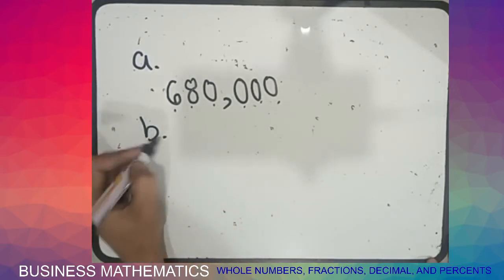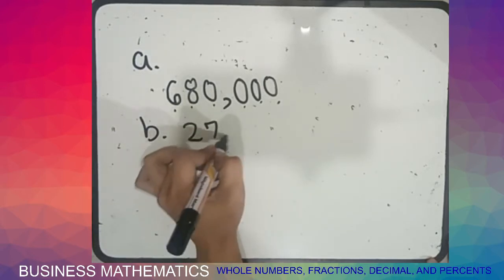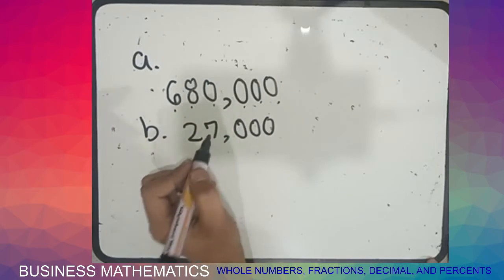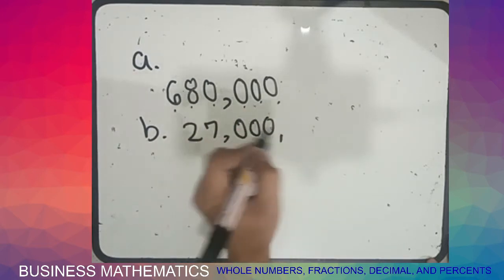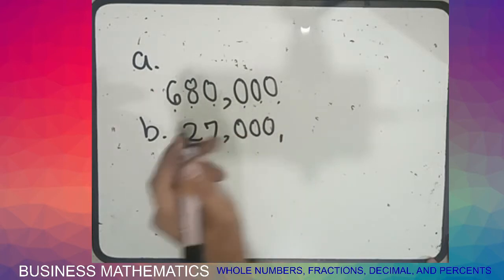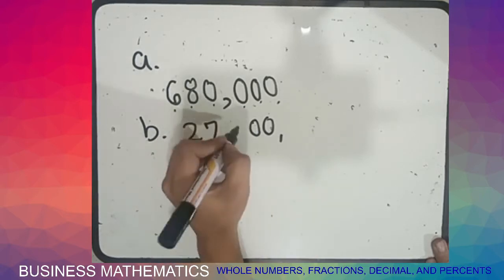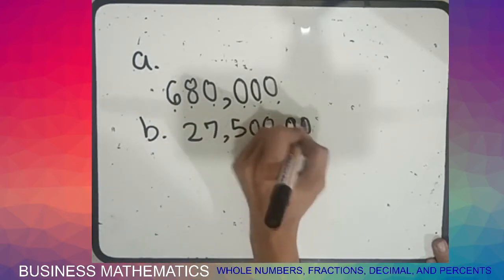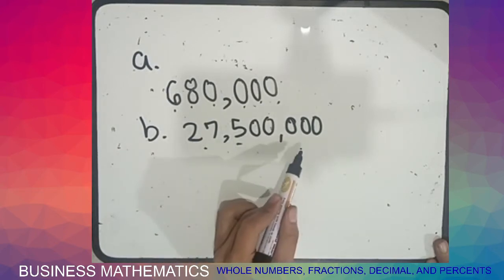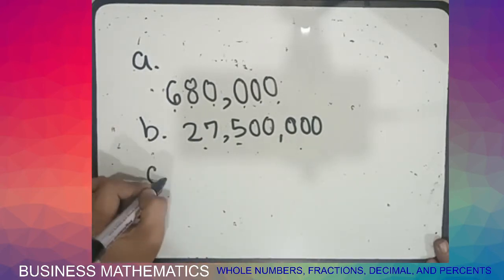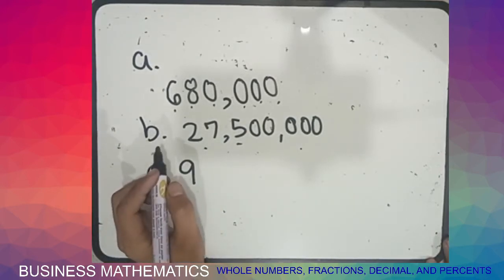Letter B. 27,500,000. 27 million. Okay. So, kuwet, tatlong 0, tapos 500,000. Okay. So, 5 ang sunod pala. So, 27,500,000.